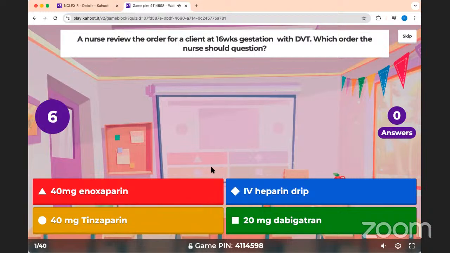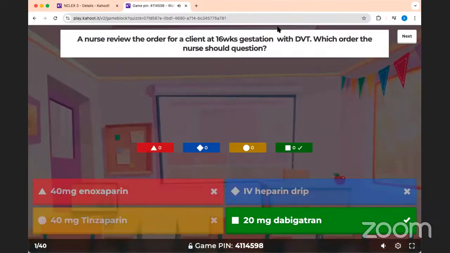Which medication do you think is appropriate for this patient, and which one should the nurse question? Right, this is a straightforward question. The concept here is a pregnant patient with DVT has some medications they cannot take, like Coumadin and oral anticoagulants. Most of those that you have to take by mouth are not acceptable for these patients. They cannot use them. Those are the things you have to pay attention to, right?